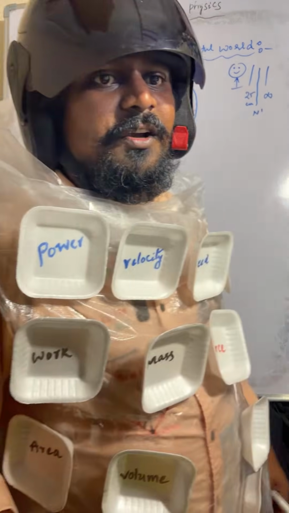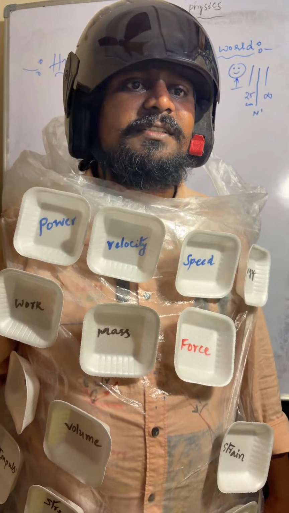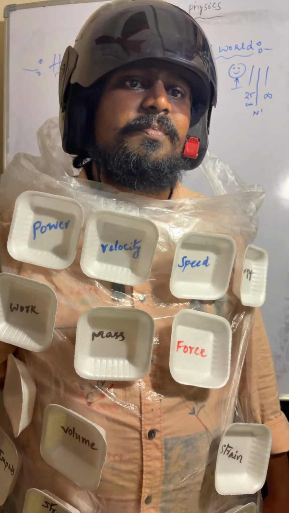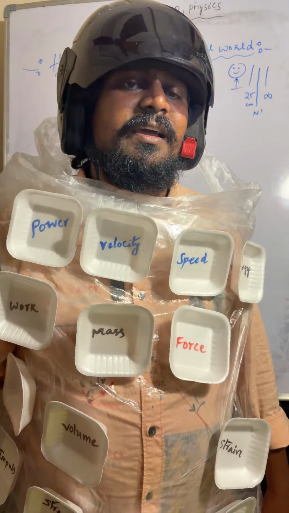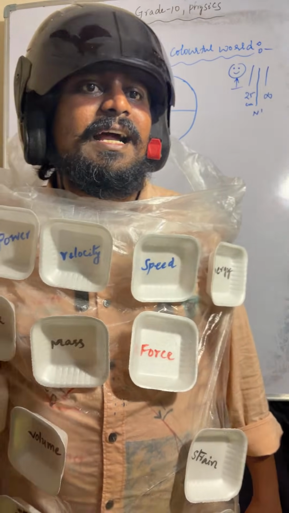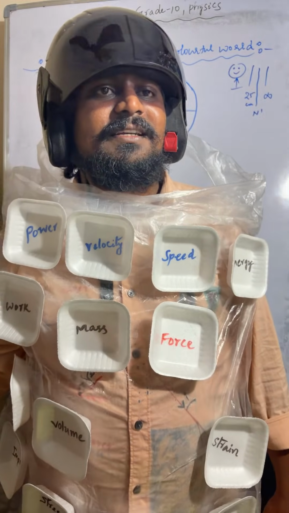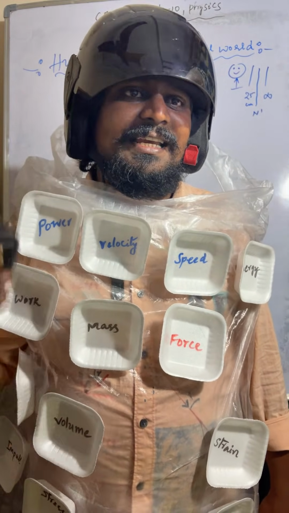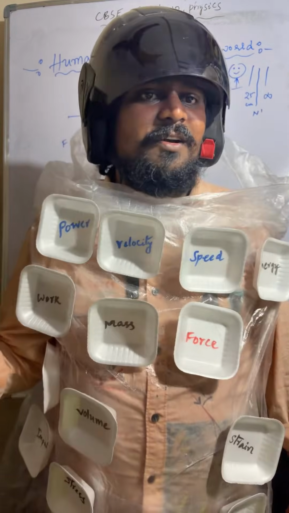So what is presbyopia? Presbyopia is nothing but the person can't see near distance as well as far distance objects. That is presbyopia. I hope it is very clear.